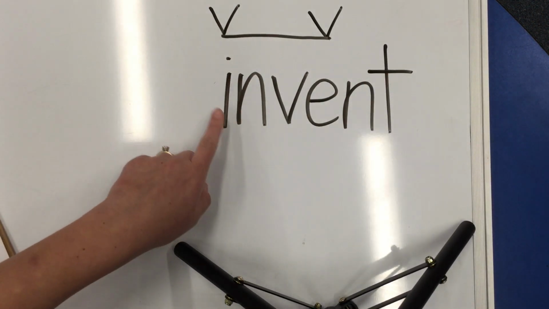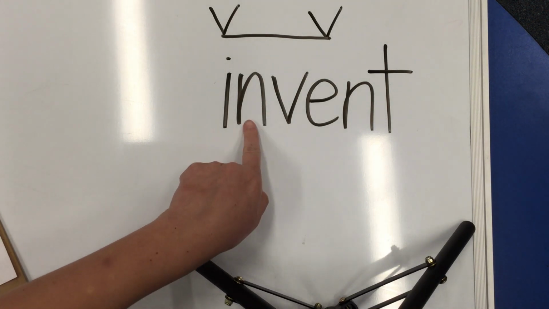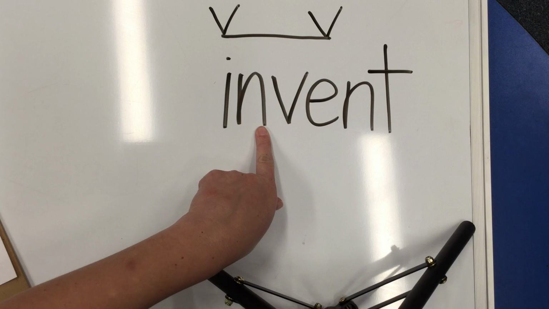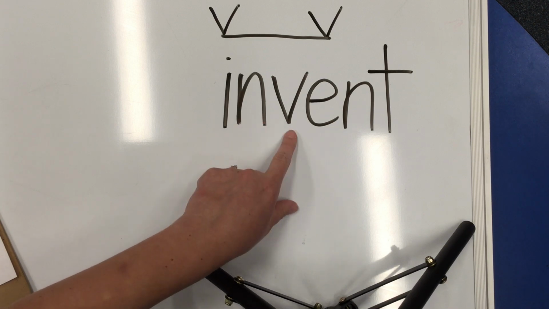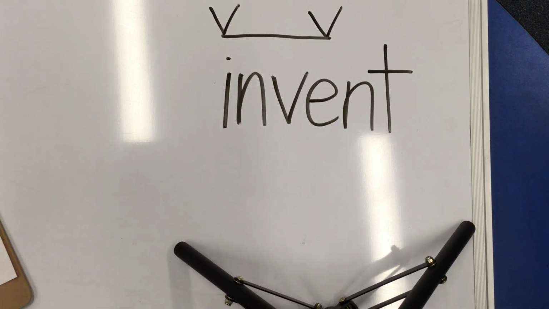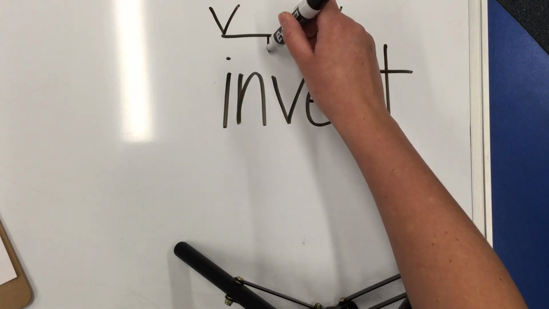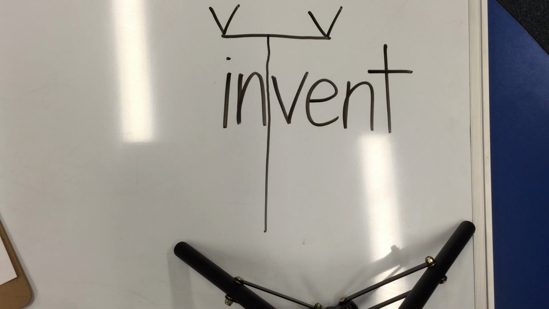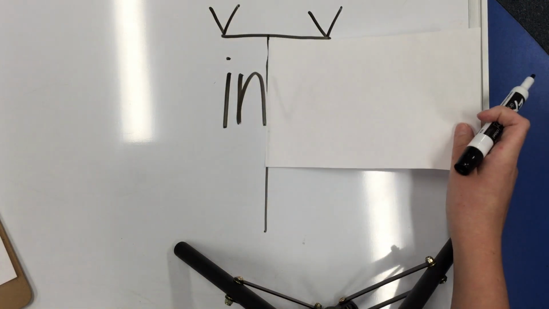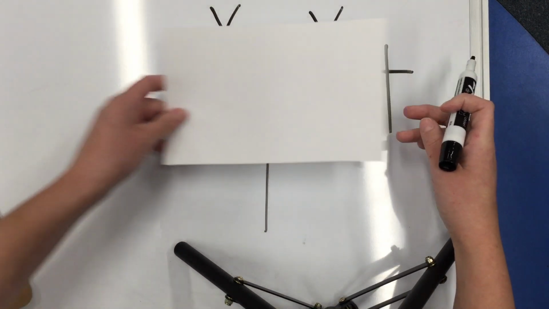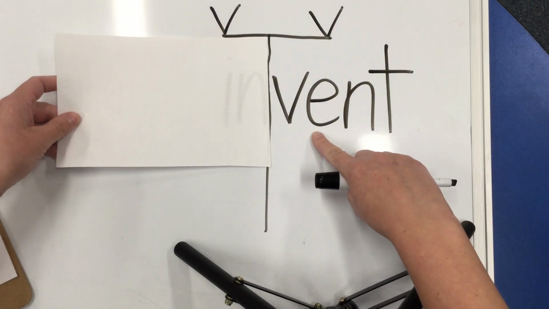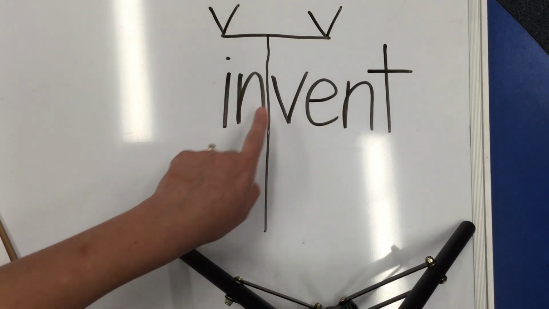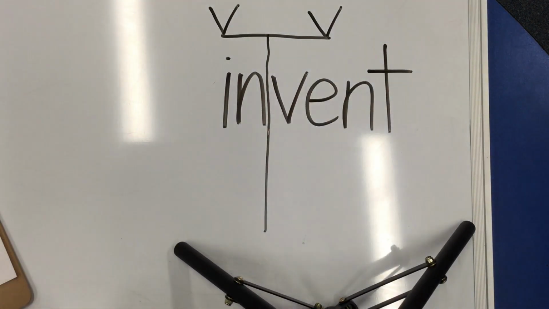Now, there's my vowel and there's my vowel. Look at these two letters right here. These aren't vowels, so these are called what? Consonants. So these are my two consonants, and I'm going to split them apart to make my syllables. All right? So there's my line down the middle. Okay, so here we go. Let's read the first part. In, vent. So the word is invent. Invent.